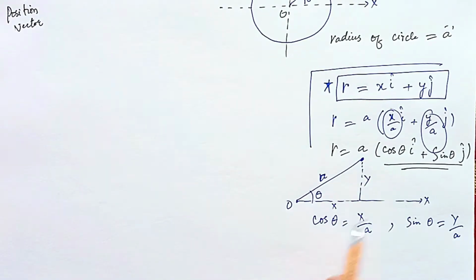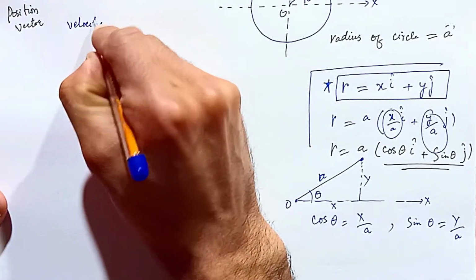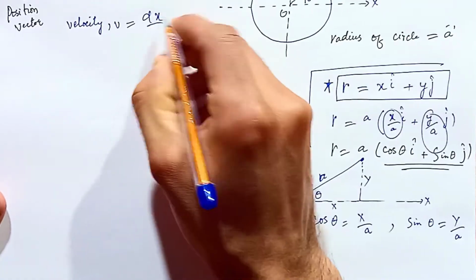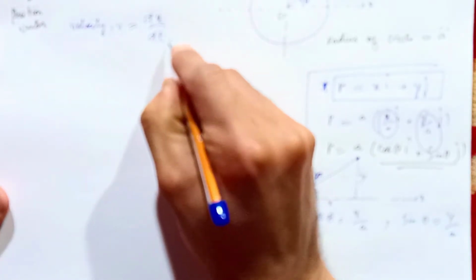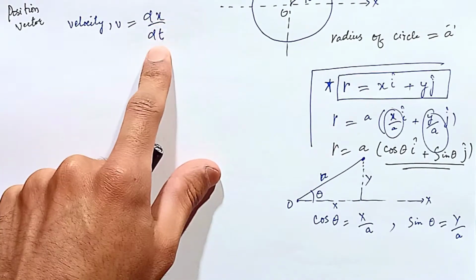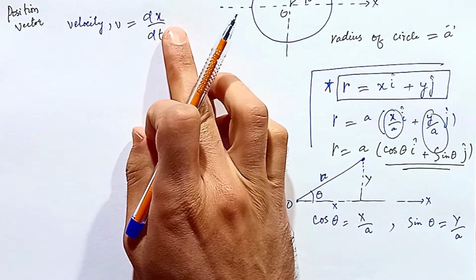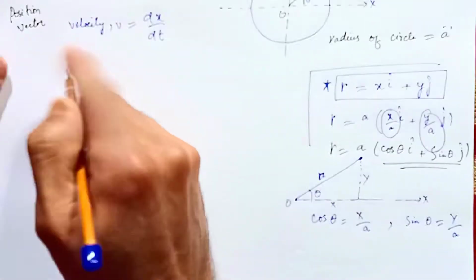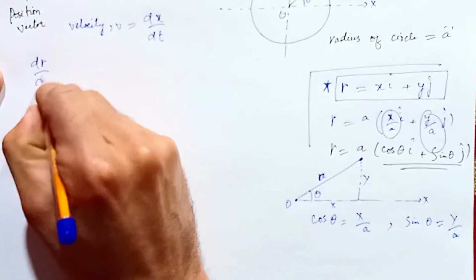And the velocity, what does velocity mean? If it's moving along the x-axis only, we write velocity as dx by dt. That is the differentiation of the position vector with respect to time. So we have to differentiate the position vector with respect to time to get the velocity. Differentiating with respect to time means dr by dt.